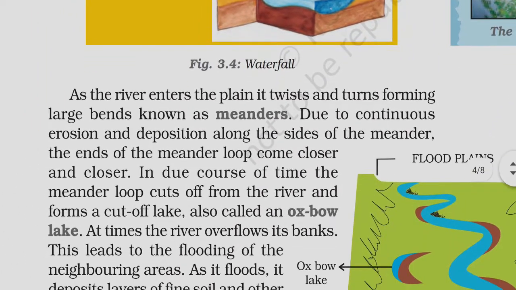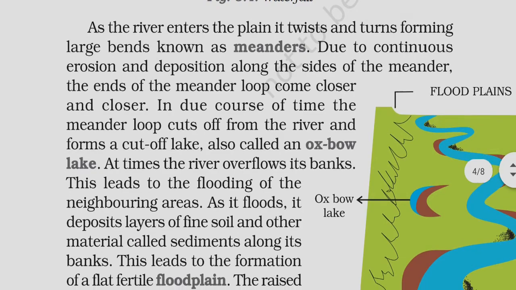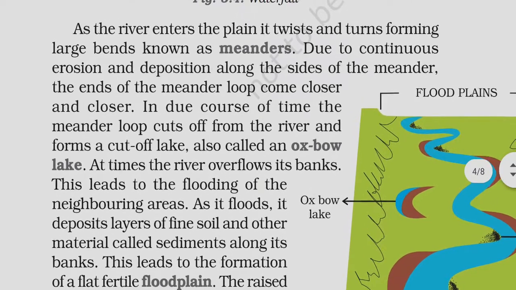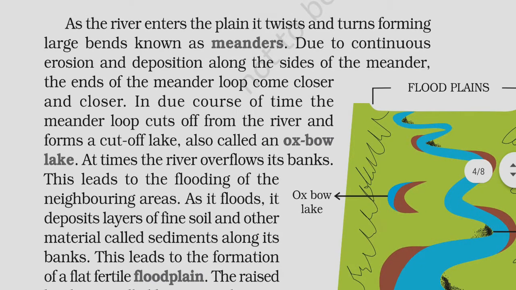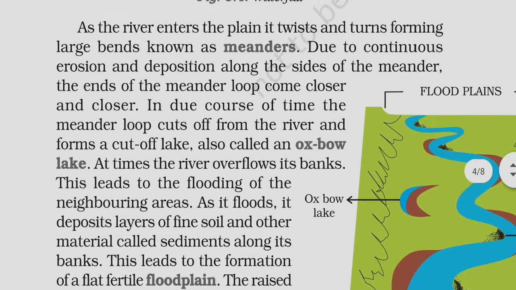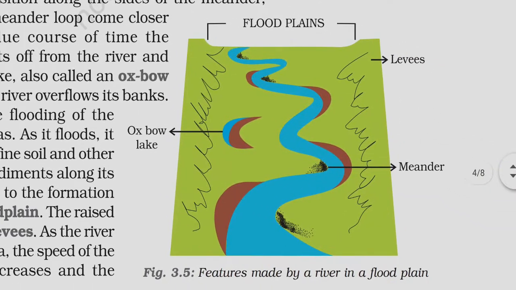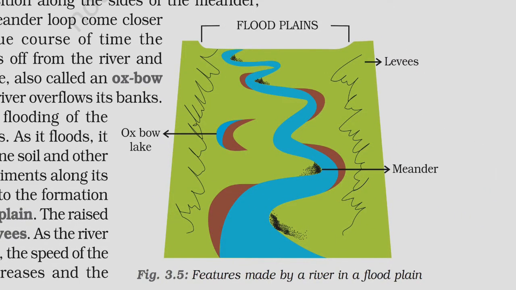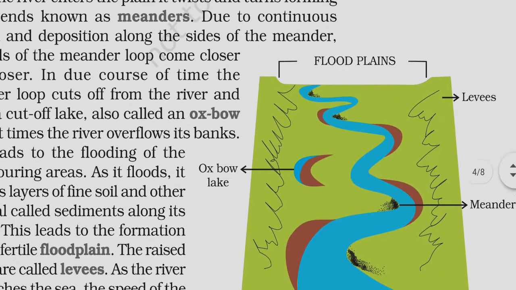And as the river enters the plain, it twists and turns, forming large bends known as meanders. So what is a meander? As the river enters the plain, it twists and turns, forming large bends known as meanders. Here we can find a meander, where the river enters the plain and forms a twist and a turn, and on one side of the river there is deposition of minerals and sand.